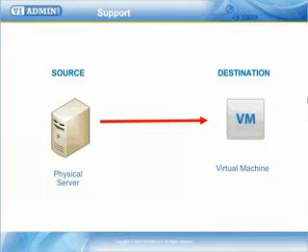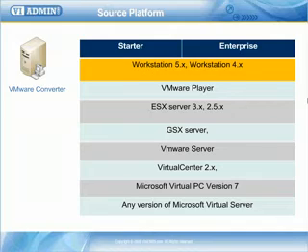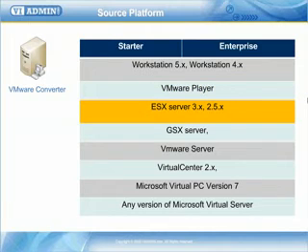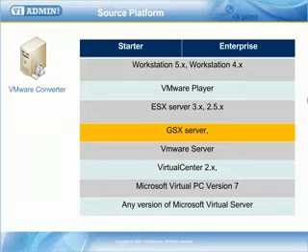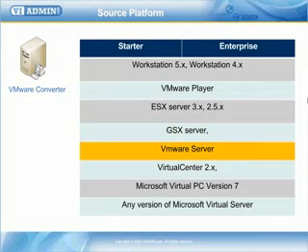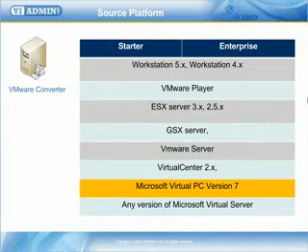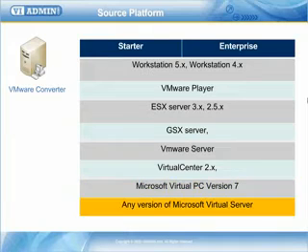The last thing I want to talk about before we actually get into using VMware Converter is the supported source OSs and machines and the supported destination servers. So let's take a look at the different types of virtual machines that VMware can convert first. It can take Workstation 5.x, Workstation 4.x, VMware Player, ESX Server 3.x, 2.x, GSX Server, VMware Server, Virtual Center 2.x, and also down here it can take Microsoft Virtual PC version 7 and later, or any version of Microsoft Virtual Servers, and turn them into the supported destinations that we're going to look at in a second.